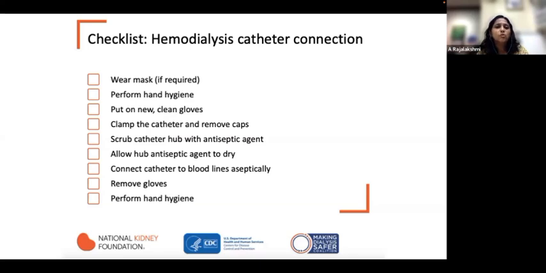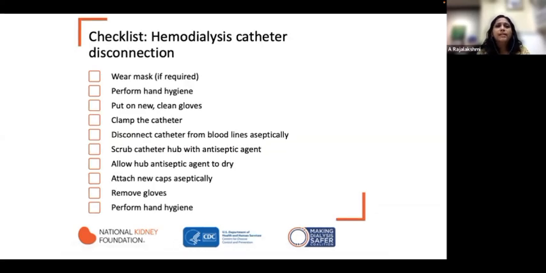Clamp the catheter and remove the caps. Scrub the catheter hub with antiseptic agent. Allow the hub antiseptic agent to dry before you give any infusion. Connect the catheter to blood lines aseptically. Remove gloves and perform hand hygiene. This has to be done for each access. Then when you disconnect also, the same things are repeated.